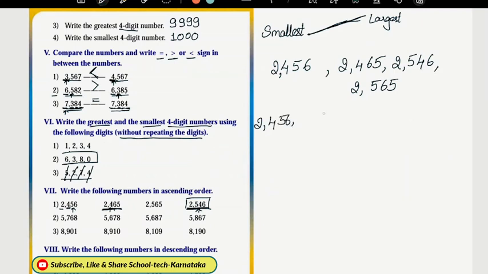2456 first, 2465 next, 2546 next, and 2565 at last. This is our greatest number and this is our smallest number.